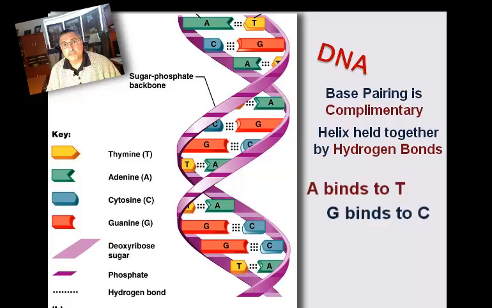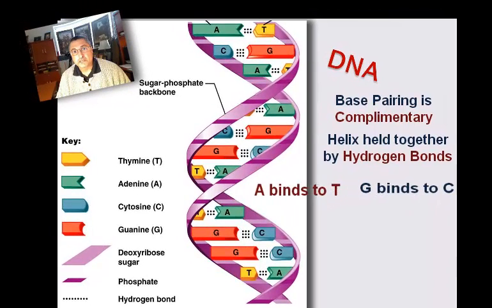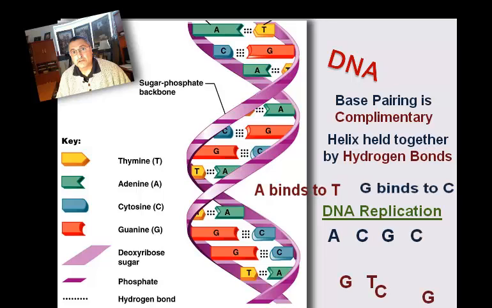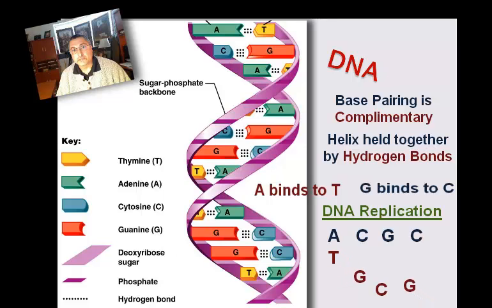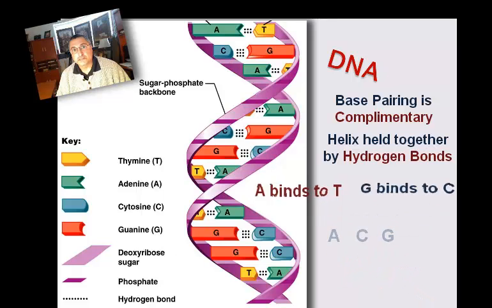In fact, we could do a DNA replication fairly easily. If I know what one strand of DNA is, say it's A, C, G, C, then I could automatically know what the other strand is going to have there. Because anywhere there's an A, on the other strand there's a T. Anywhere there's a C, there's going to be a G on the other.